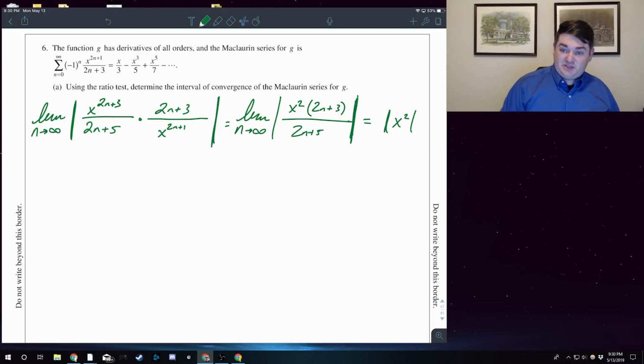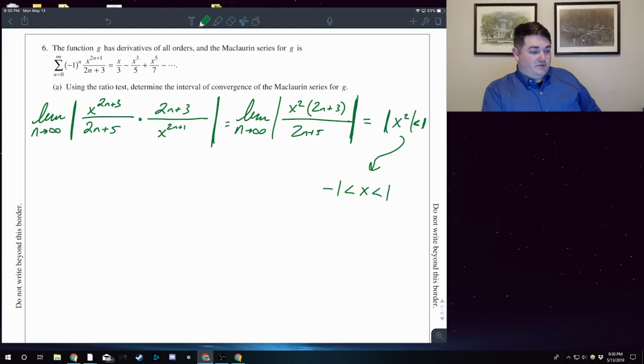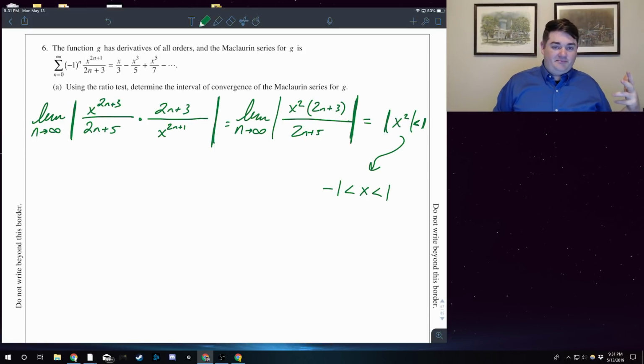And for the ratio test to converge, I want this to be less than 1. This is one we can solve mentally. X squared in absolute value is less than 1 if x is between -1 and 1. Am I done? No. You've got to check your endpoints. That's part of the interval of convergence testing.